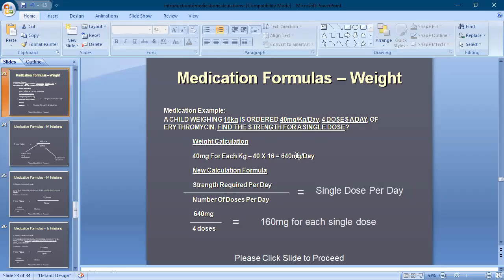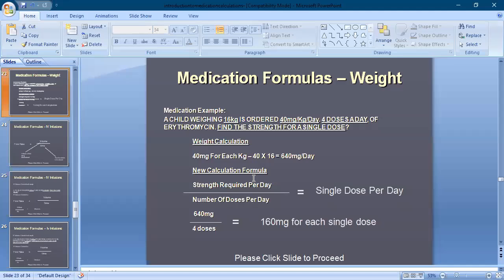So how much do you need for your baby? The strength required per day, and the number of doses per day. So the total is 640. This is the total dose for the whole day, but there are 4 doses. The single dose should be 640 divided by 4. We can get the single dose. If the question comes easy like this, just divide the total dose by 4.